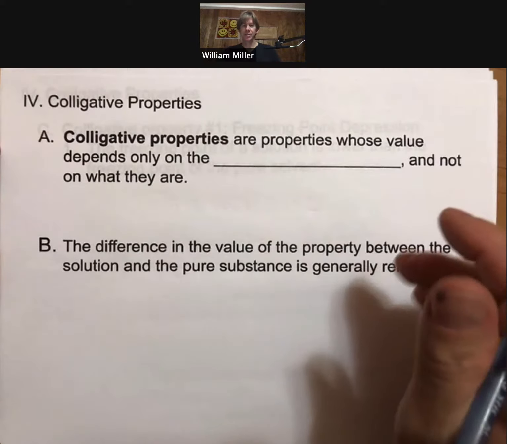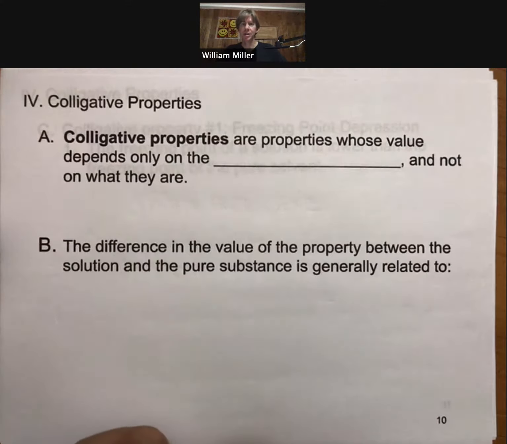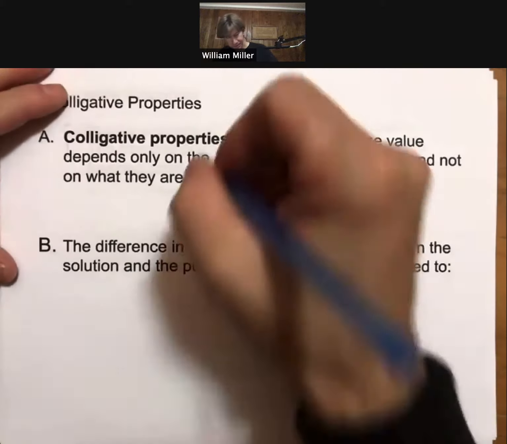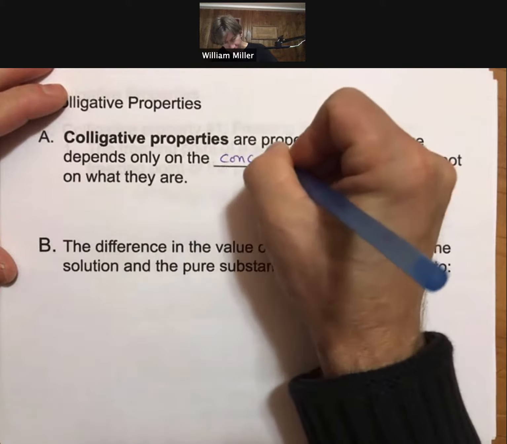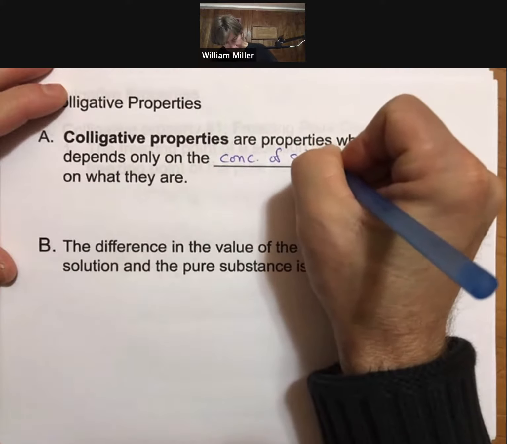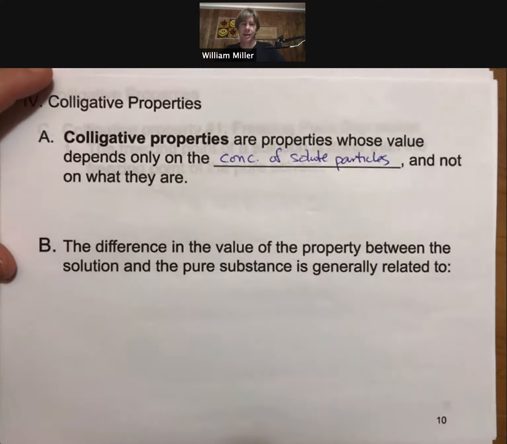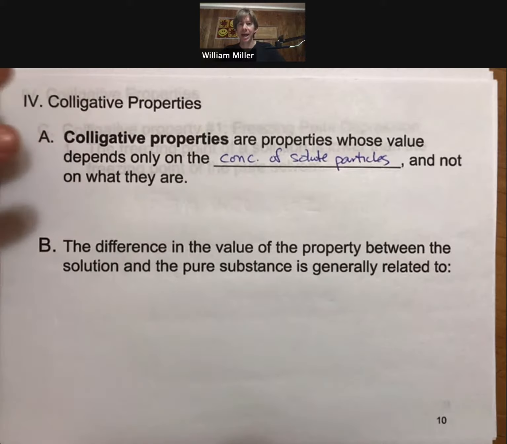Here's the main topic for this chapter. It's a topic called colligative properties. Colligative properties are properties whose value depends only on the concentration of solute particles, and not on what the solute particles are. So from that standpoint, any solute particle acts like any other solute particle.